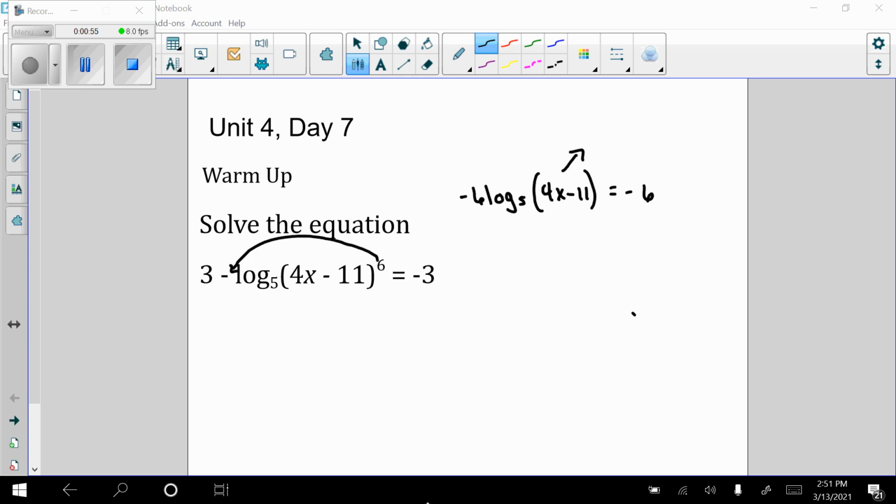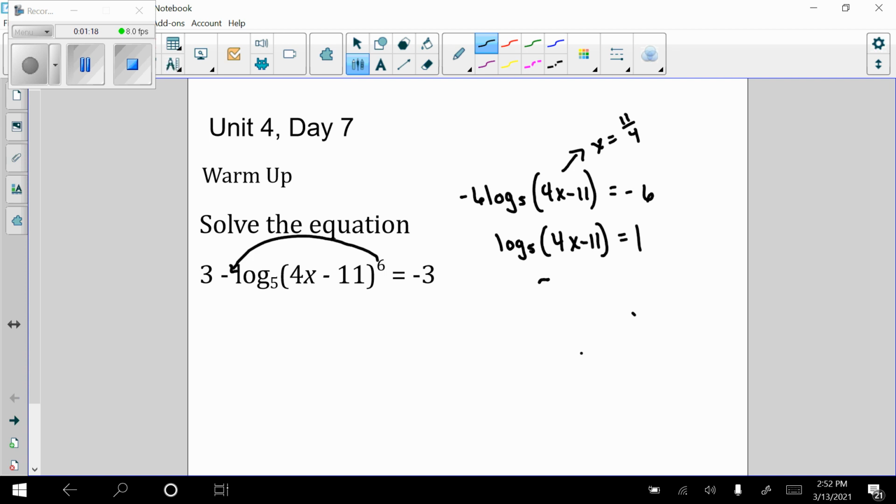Also, I need to think about my domain for my argument. If I set that in my head greater than or equal to 0, x has to be greater than 11 over 4. Add 11, divide by 4. So now I can divide both sides by negative 6. I get log base 5 of 4x minus 11 equals 1.